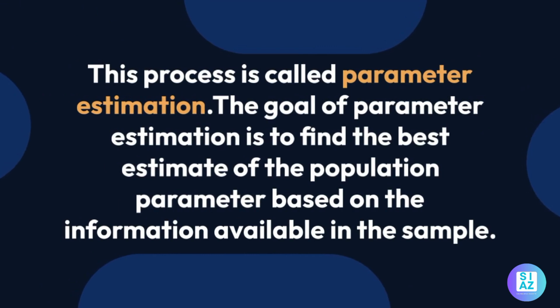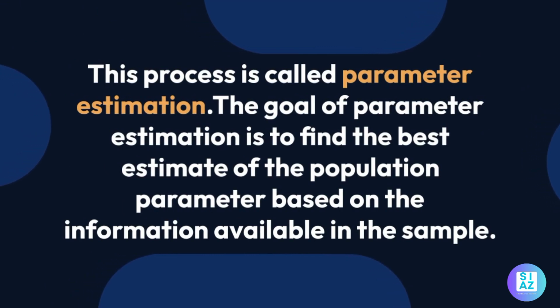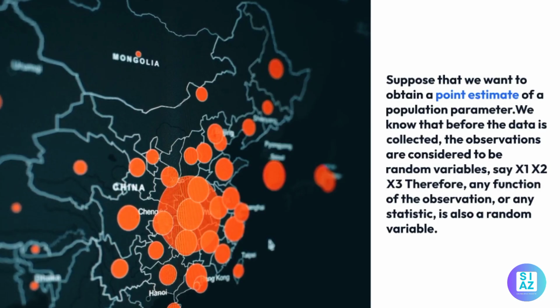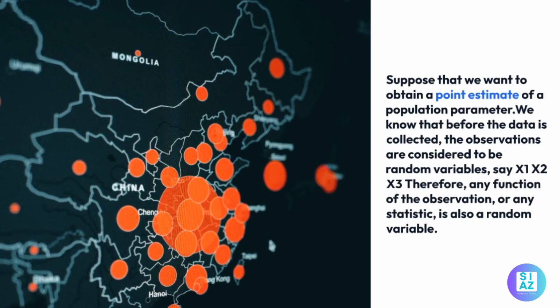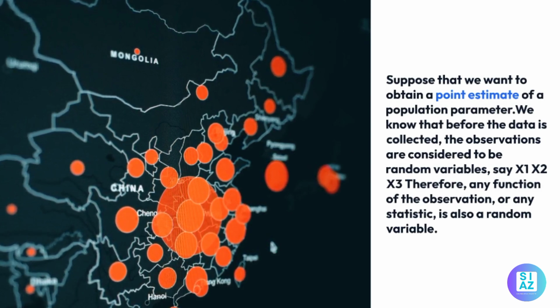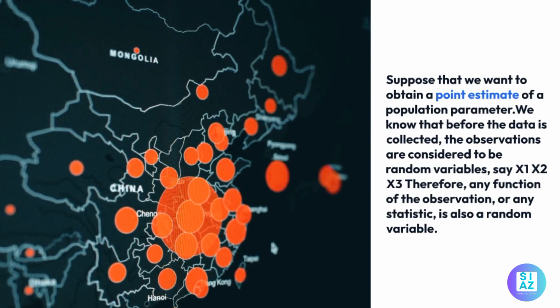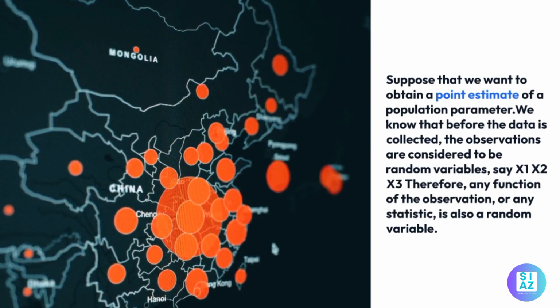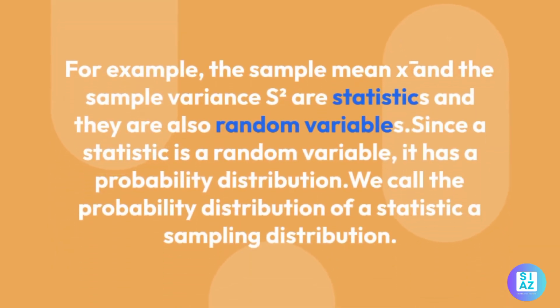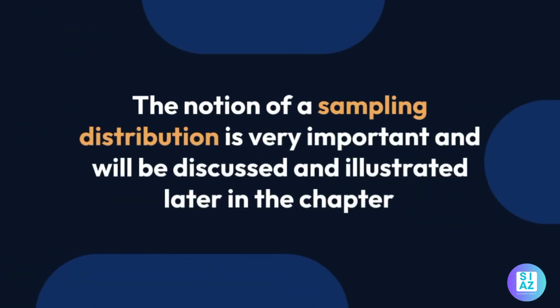The goal of parameter estimation is to find the best estimate of the population parameter based on the information available in the sample. Suppose that we want to obtain a point estimate of a population parameter. We know that before the data is collected, the observations are considered to be random variables, say x1, x2, x3. Therefore, any function of the observation or any statistic is also a random variable. For example, the sample mean x̄ and the sample variance S² are statistics, and they are also random variables.